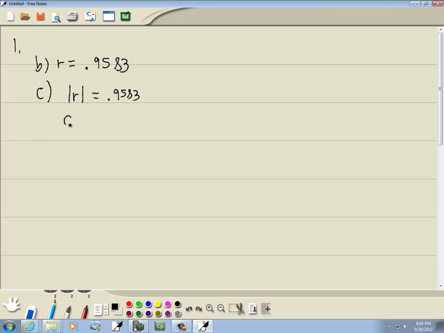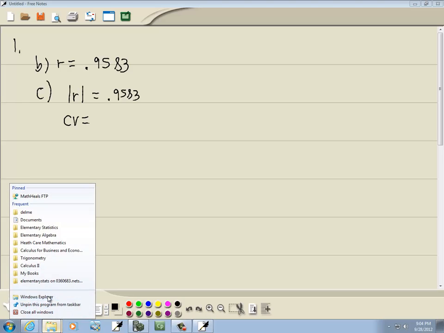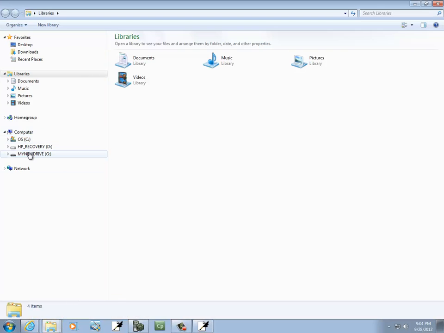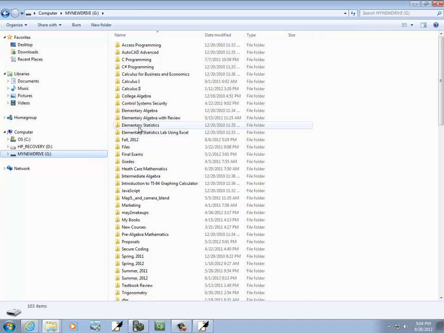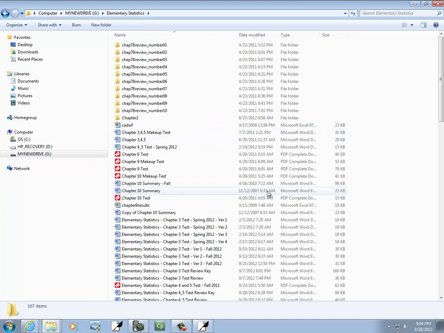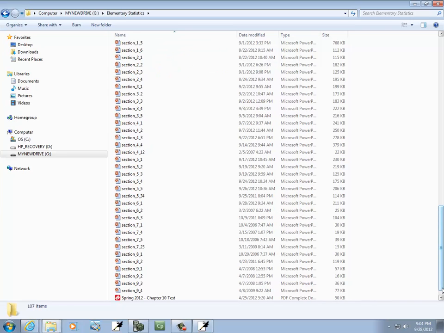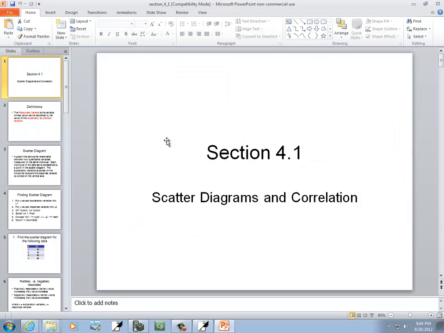And we need to find our critical value from our table. And I have this in a PowerPoint, so let me just bring up my PowerPoint. You just look it up in your book. And of course key is if I can remember which one it's in. I think it's that one.